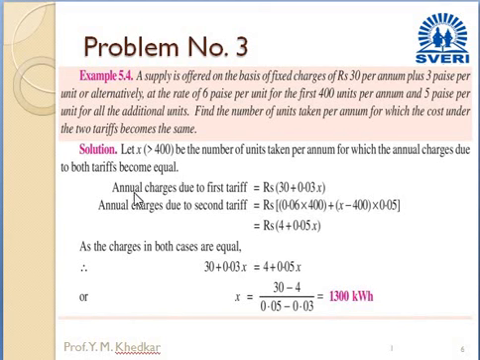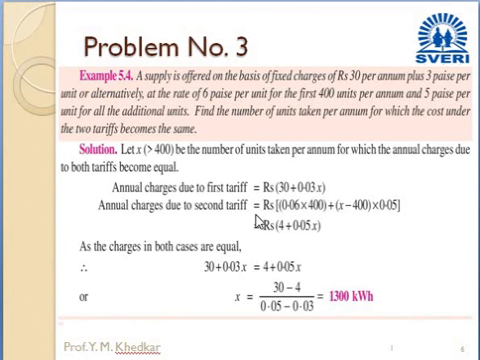So first, annual charges due to the first tariff system. In the first tariff system, 30 rupees are fixed charges plus 0.03 multiplied by X. One thing we will have to consider is that X is always greater than 400 here, because in the second tariff system we are taking 6 paise per unit for the first 400 units and all remaining units will be charged at 5 paise per unit. So definitely the calculation should reach more than 400 units.